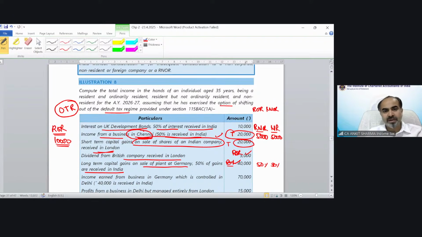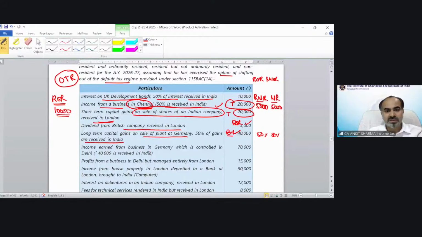Now, next point, income earned from business in Germany, which is controlled in Delhi. 40,000 received in India. Now, this is important. Tell me what is the treatment of this point. Total 70,000 was the income, 40,000 has been received in India, and the business is controlled in Delhi. But the income has been earned from business in Germany.